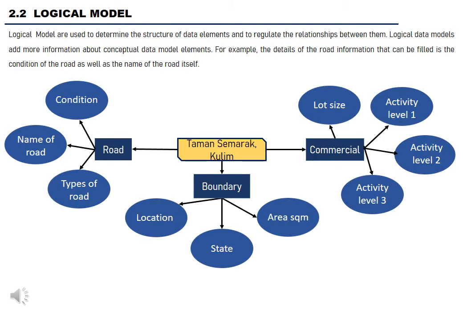Next, the second one is the logical model. Logical models are used to determine the structure of data elements and to regulate the relationship between them. For example, in my slide is route. We divide it into condition, name of route, types of route, boundaries, location, state, and the area. And lastly, commercial: lot size, activity on level 1, activity on level 2, and activity on level 3 in that commercial area.